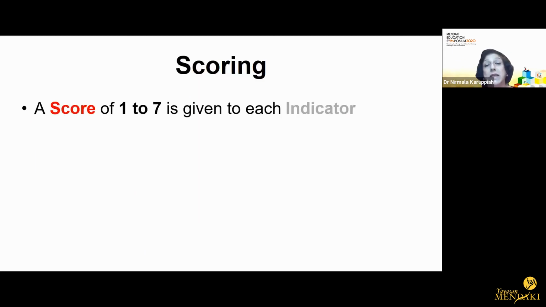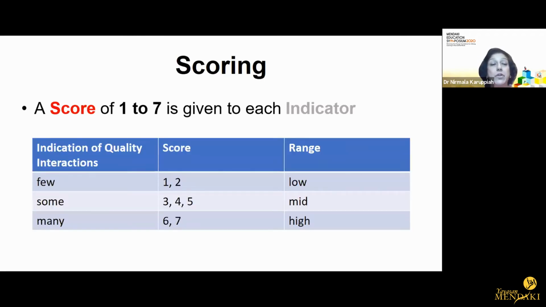A score of 1 to 7 is given to each indicator. If there are few indications of that indicator, then a score of 1 or 2 is given, and that's considered a low range. If there are some indications of that indicator, then a score of 3, 4, or 5 is given, and this will be considered the mid-range. And finally, if there are many indications of that indicator, then a score of 6 or 7 is given, and that will be considered in the high range.